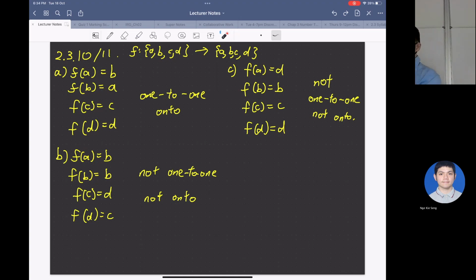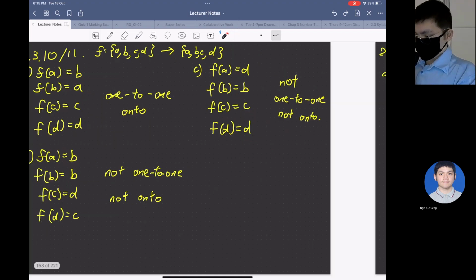So to see whether a function is one-to-one or onto is one thing you need to take away from this class. Similarly, for D, you can check that it's not one-to-one and not onto.